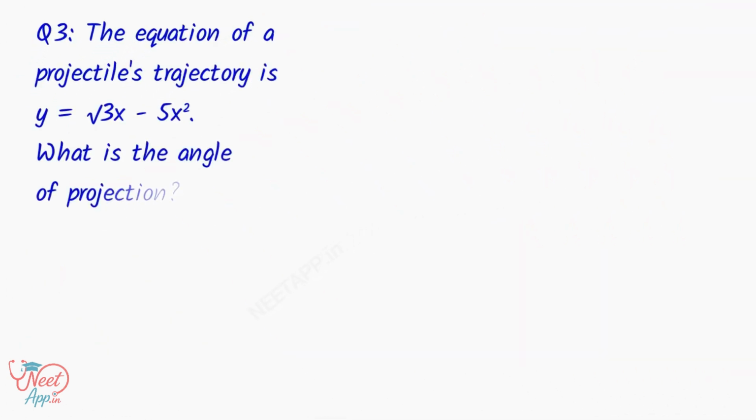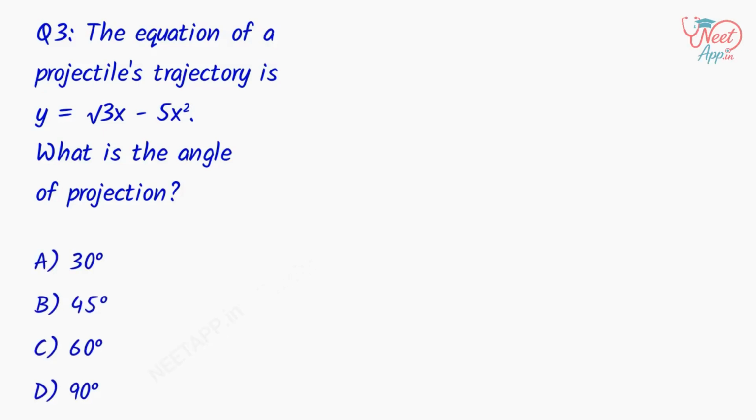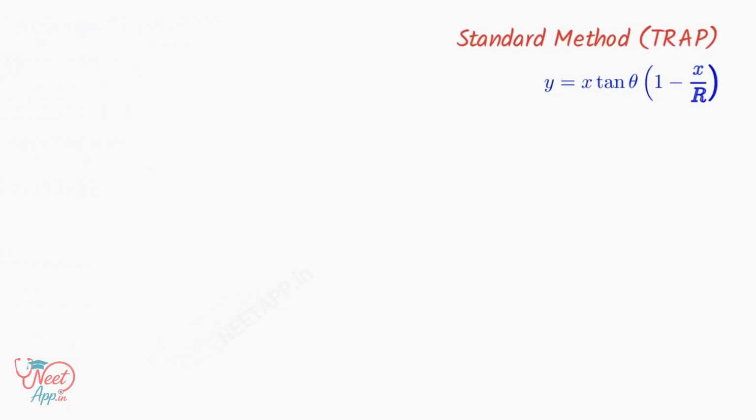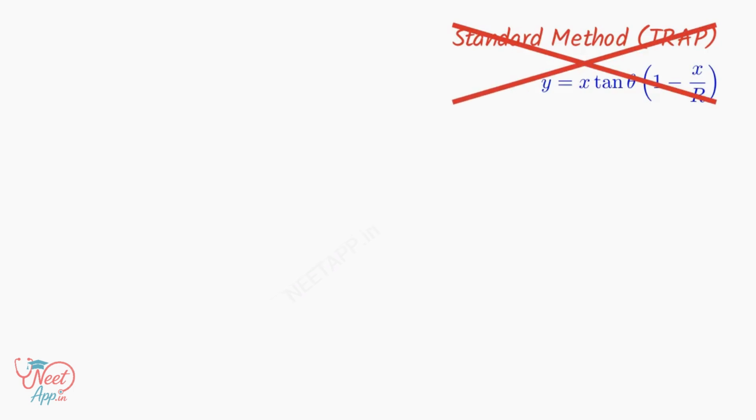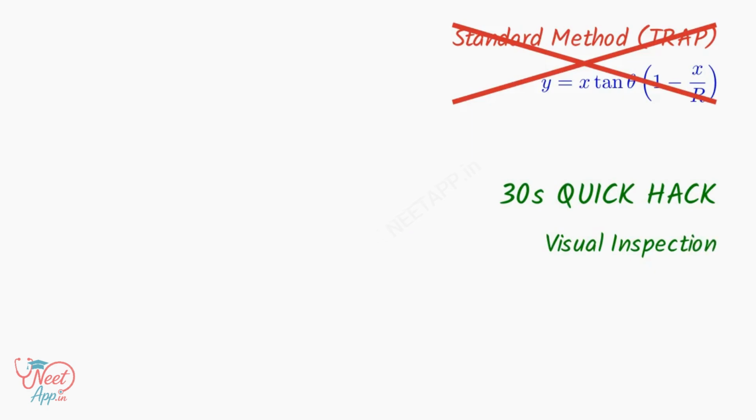Let's solve this complex question in 30 seconds. The equation of a projectile's trajectory is given by y equals root 3x minus 5x squared. What is the angle of projection? The standard method is extremely tedious. You are taught to manipulate this specific quadratic equation to perfectly match the massive standard trajectory formula, factoring out terms to isolate tan theta. That takes time and is highly prone to silly sign errors.